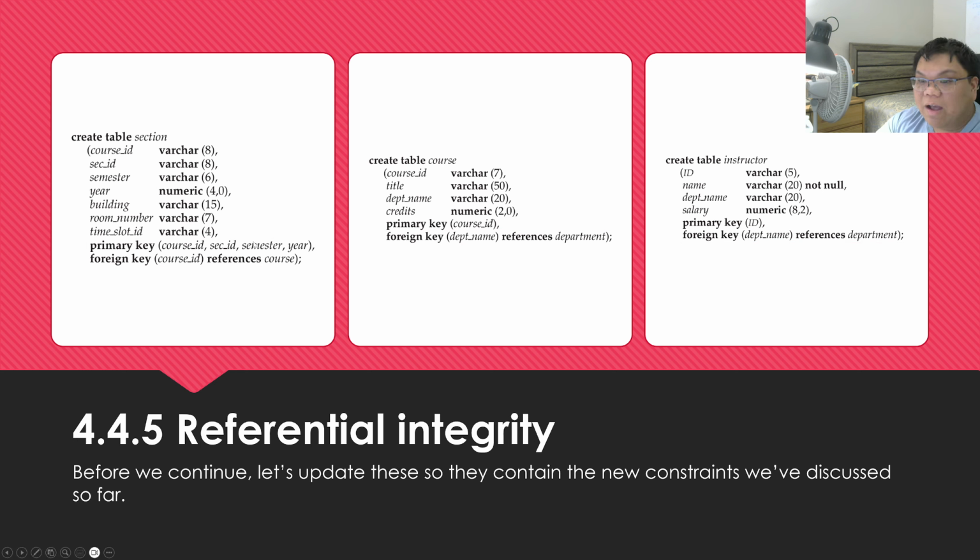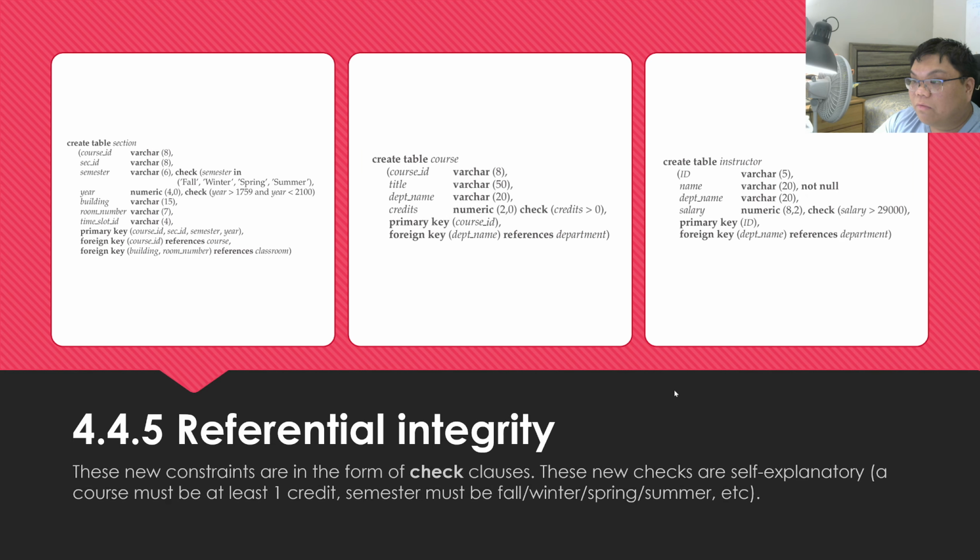Before we continue, let's also update these commands so that they contain the new constraints we've added so far. So basically, let's update them so we have our check constraints. They're all pretty simple to understand. Check that the semester is fall, winter, spring, or summer. Check that the year for a section is between the year 1759 and the year 2100. Check that the table course has credit counts that are greater than 0.